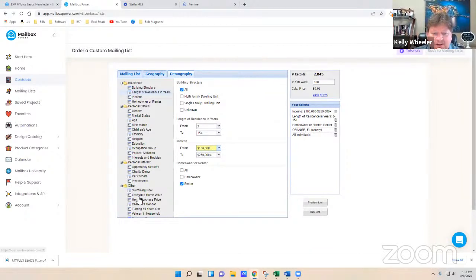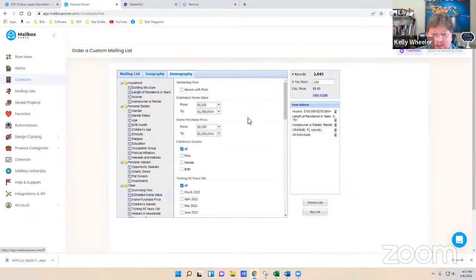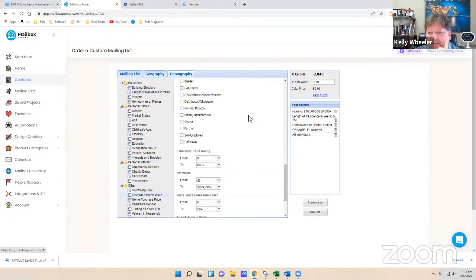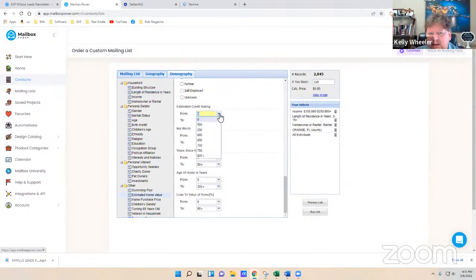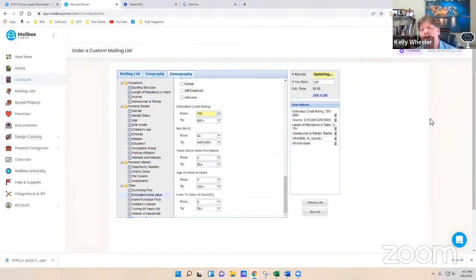The next thing I'm going to do is come right down here to other. When I get there, I'm going to drop automatically down to the credit rating. And let me start. I'm going to say I want everybody on that list that also has a 700 or higher credit score. Now, why do you guys think I'm targeting this list of 100 grand or more and 700 credit score? Why do you guys think I'm targeting it that way?